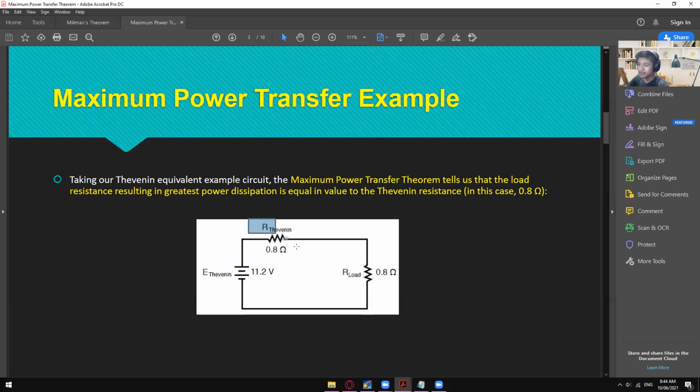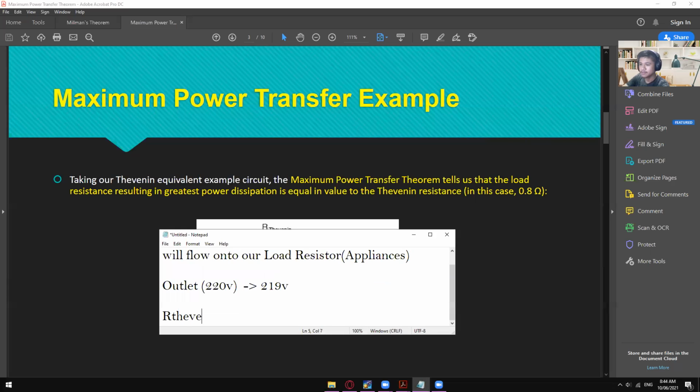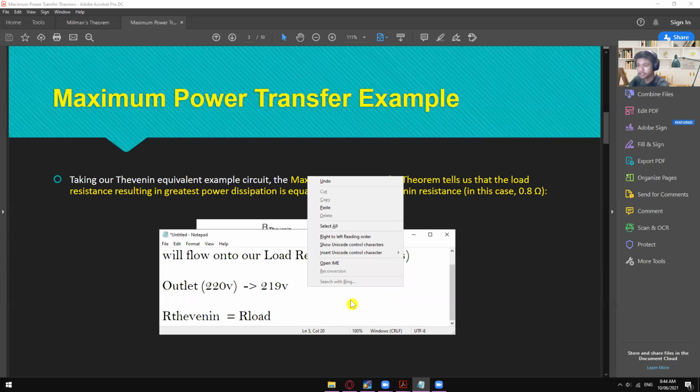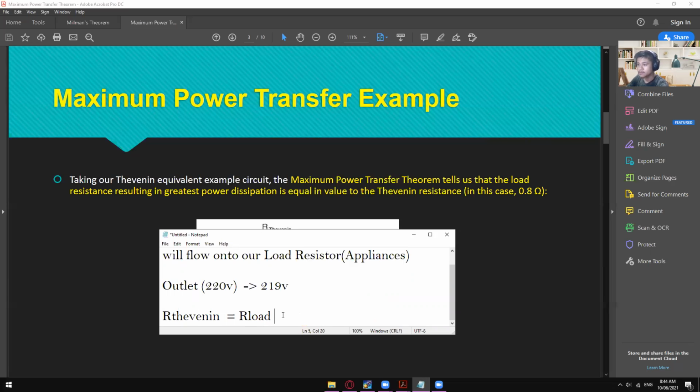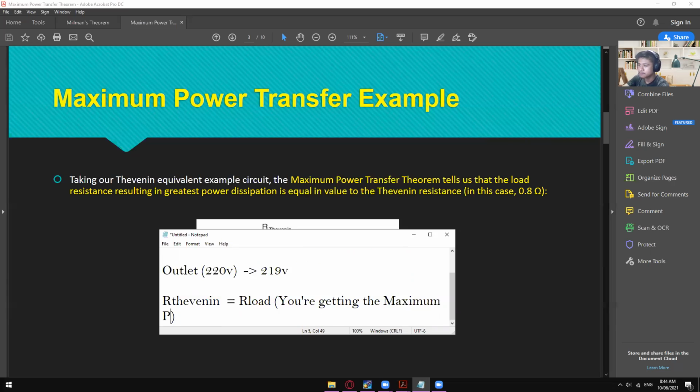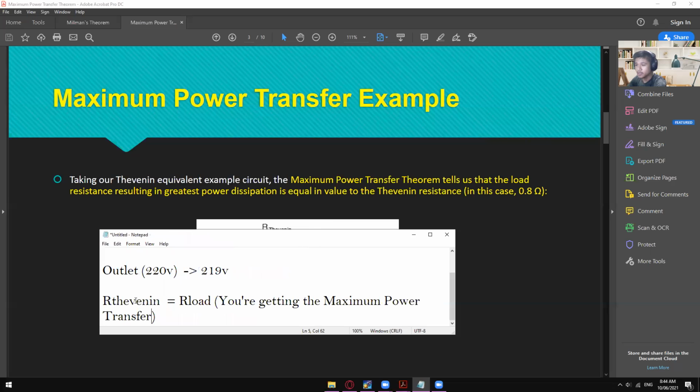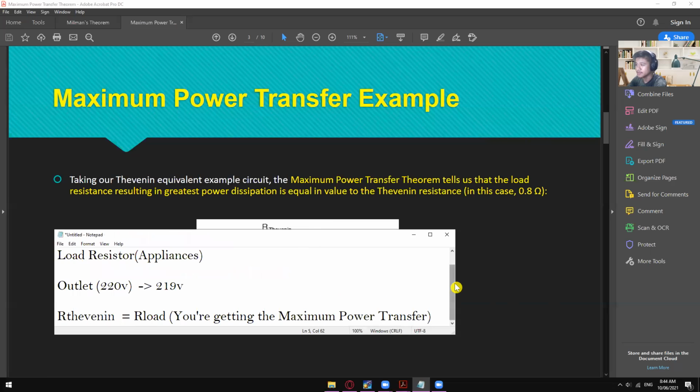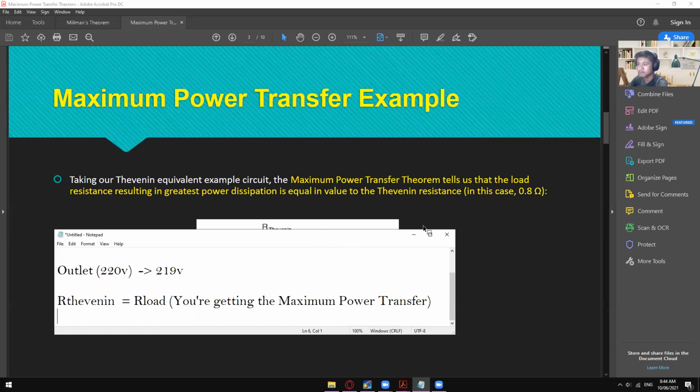In here, your R Thevenin should be equal to your R load. That's already the best answer. R Thevenin should be equal to R load. If they are equal with each other, then you are maximizing, you're getting the maximum power transfer, only if they are equal. But if they are not equal, then you're not getting the maximum power transfer.